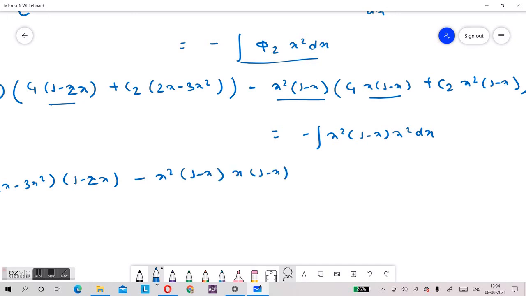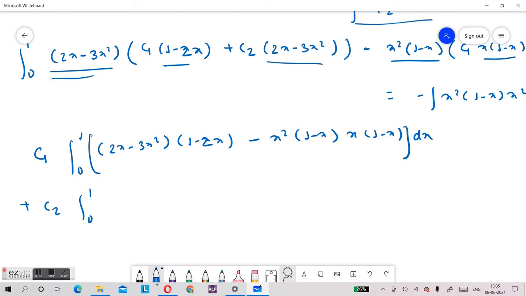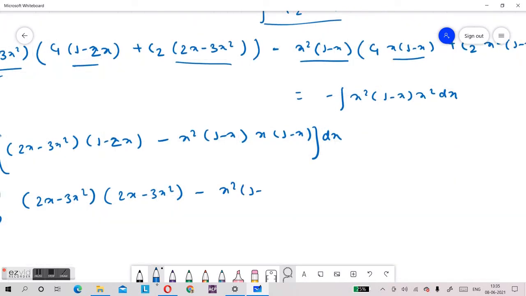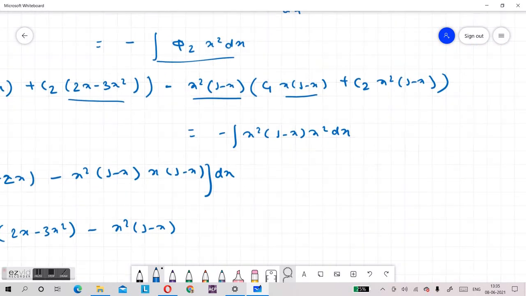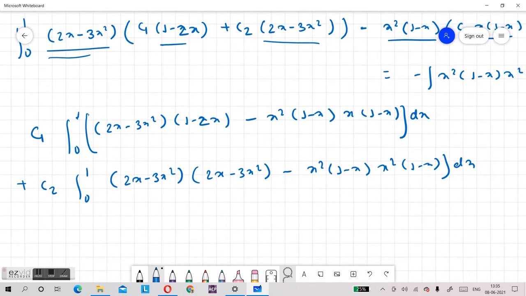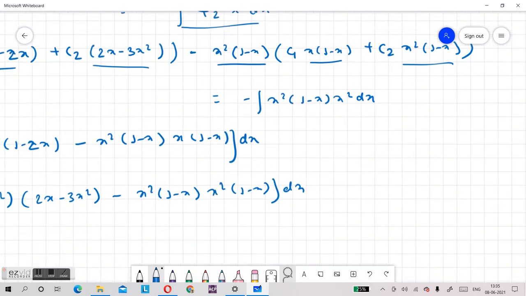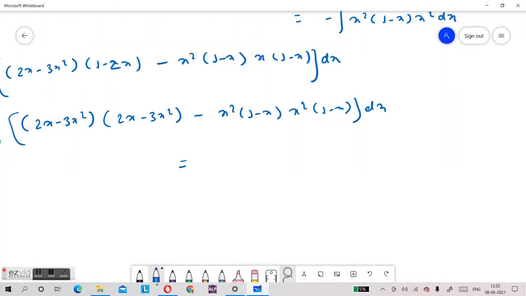For c2 it will look like this: this term and this term, so 2x minus 3x square and 2x minus 3x square again, and here it will be x square 1 minus x and x square 1 minus x. Okay, and dx, and this will be equal to minus x square 1 minus x square dx, with limits 0 to 1.